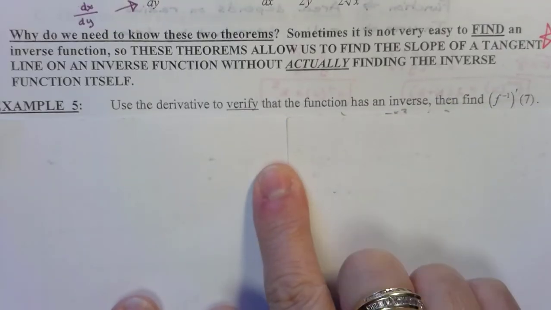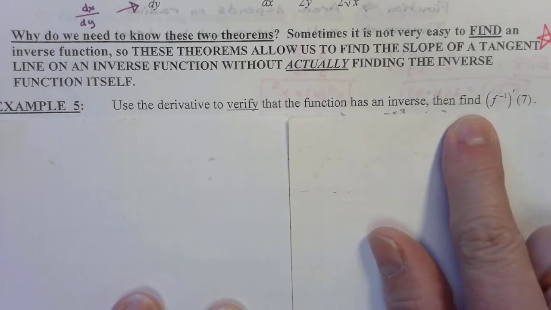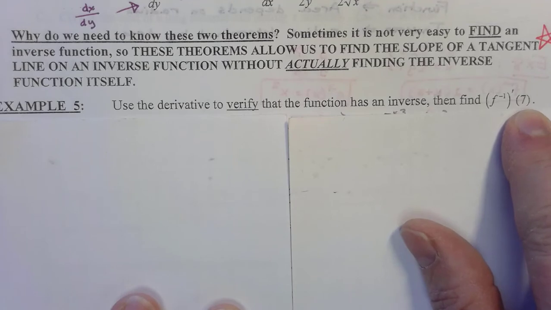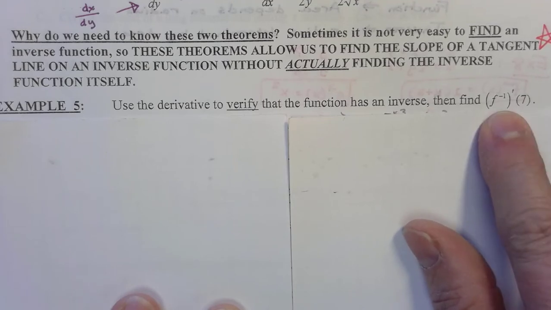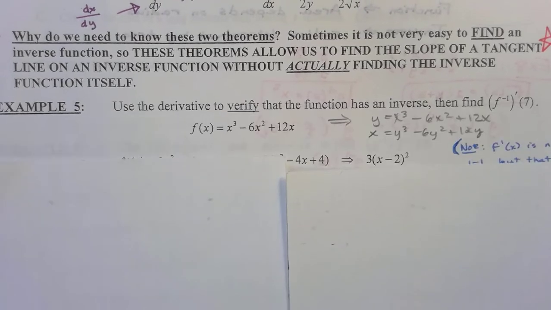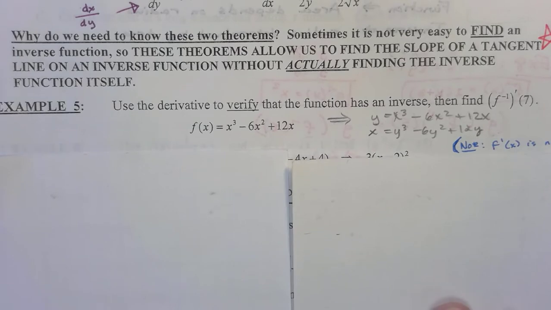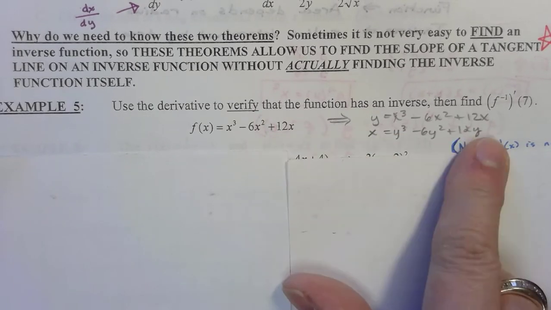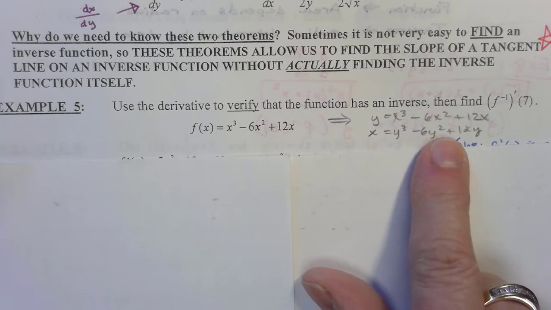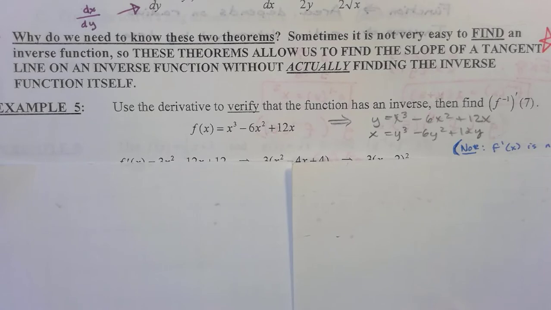Use the derivative to verify that the function has an inverse. Then find the derivative of the inverse at 7. Now let's remember, 7 on the inverse is the y-coordinate 7 on the function. Here's our function given to us. If I take this function and switch the x and the y, I get this. Notice you cannot solve this easily for y. So this is going to be a case where knowing our theorem from above is going to be very helpful.